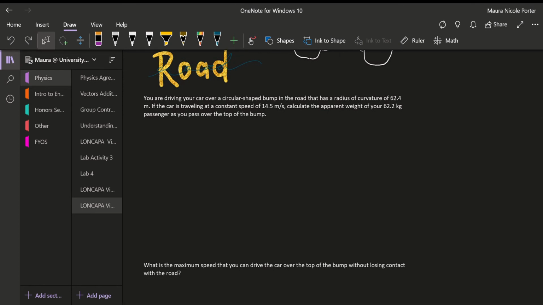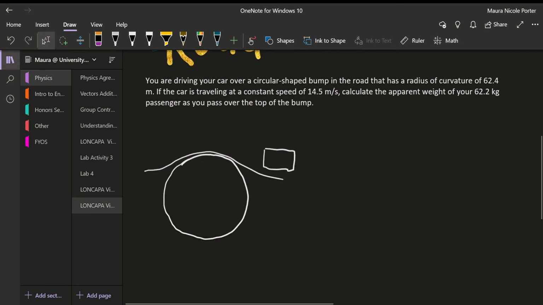Alright, so we're just going to draw a picture really quick of what's happening here. So we know we have a bump in the road, let me draw that a little bit lower. We have a bump in the road. And so beneath this bump, we can imagine it as a circle. That's what's causing that curvature. So here is our car. And inside we have our little passenger.